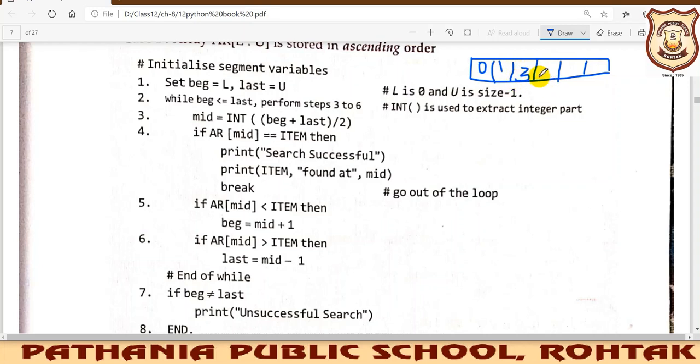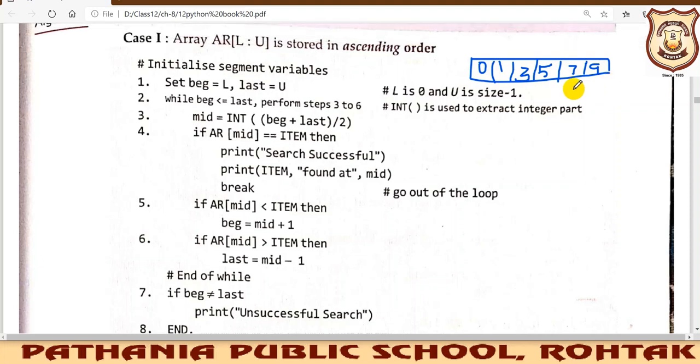So the first condition is that my array should be sorted. Either it should be sorted in ascending order or in descending order. So this is my array which has been sorted in ascending order. You can see it is in ascending order only.